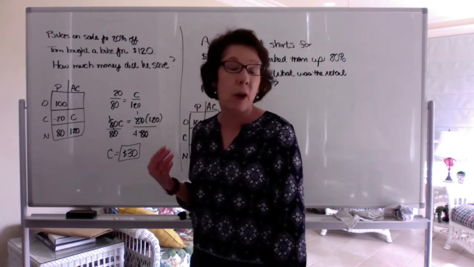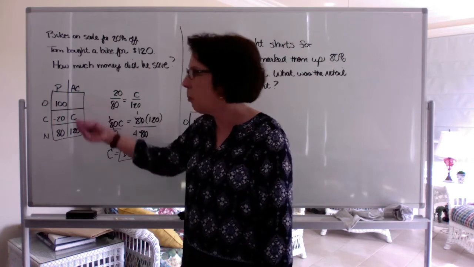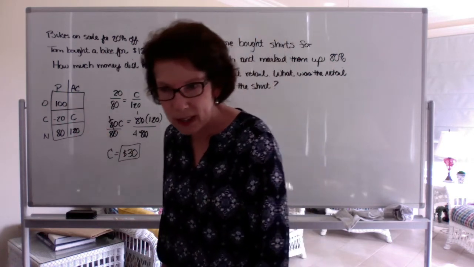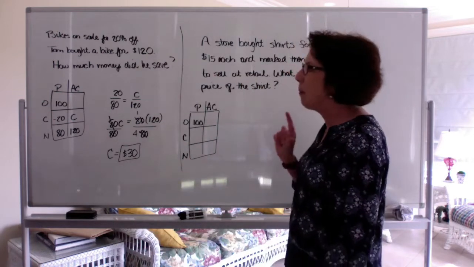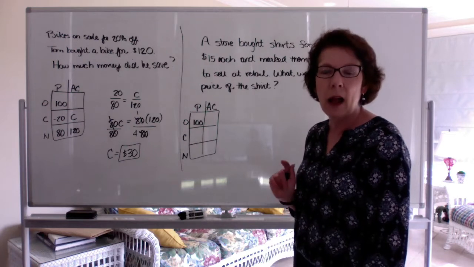If we really wanted to know how much it cost originally, we could add $30 here to 120, and we know that it originally cost $150. But they didn't ask that. They asked for how much money did he save? What was the change in the amount of money?